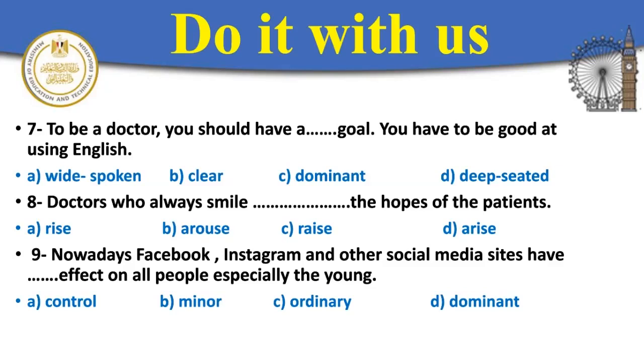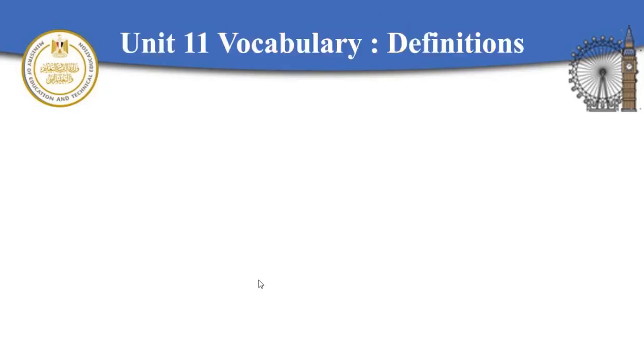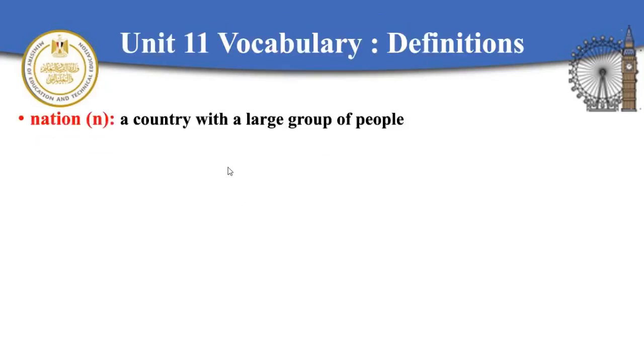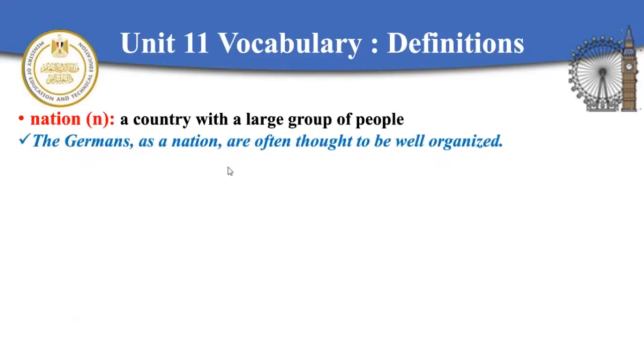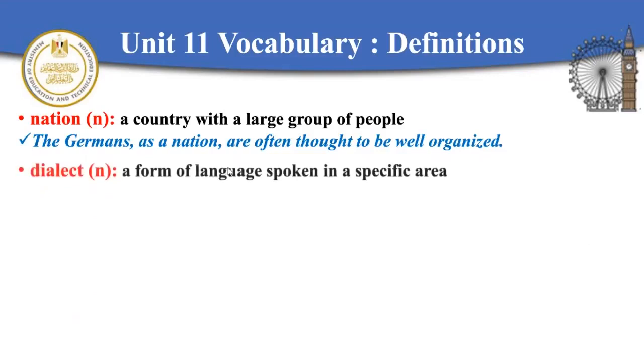A very important one. Yes, and we continue with the definitions here. We have the word nation: a country with a large group of people. So this is nation. The Germans as a nation are often thought to be well organized. Yes, as a nation.